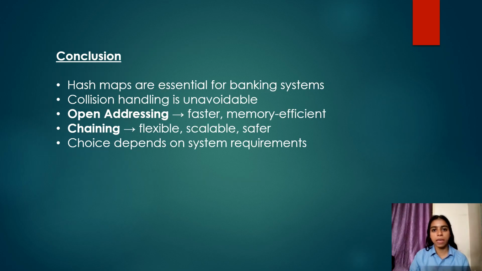Hash maps play a major role in banking systems, helping us to store and access data efficiently. Collisions are inevitable, so choosing the right strategy is important. Open addressing offers speed and memory efficiency, making it ideal for systems with limited space. Chaining, on the other hand, provides flexibility, scalability, and a safer way to handle collisions. Ultimately, the choice between open addressing and chaining depends on the specific requirements of the system. Thank you.